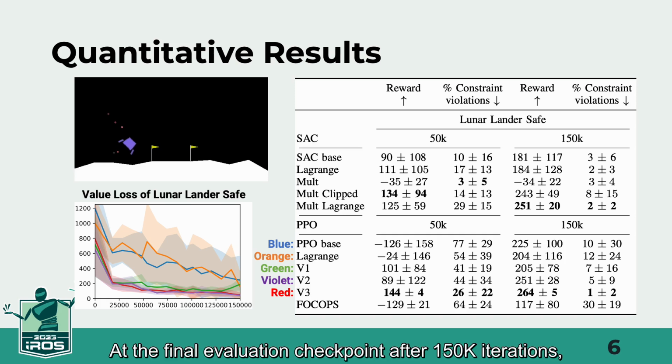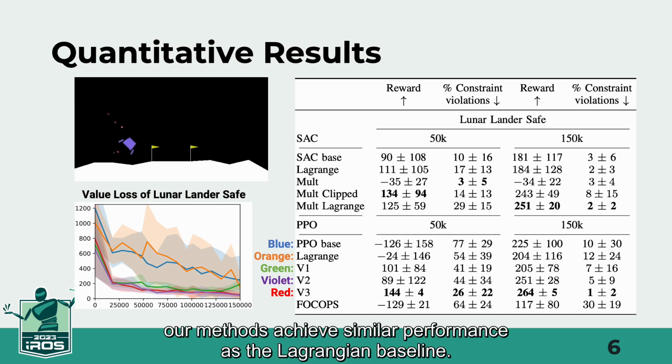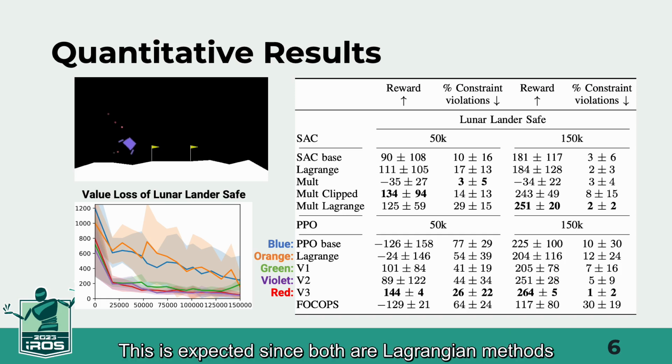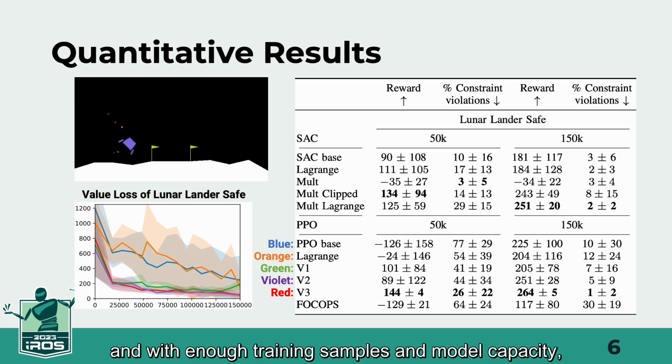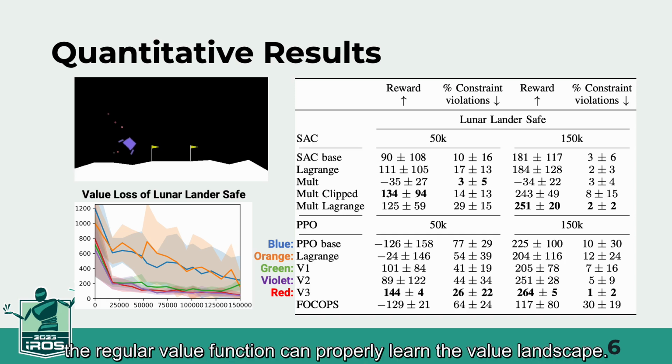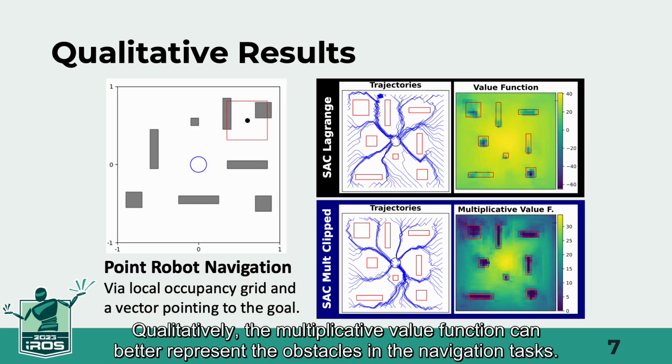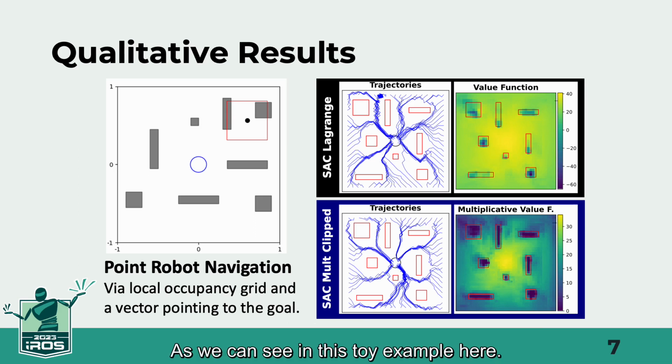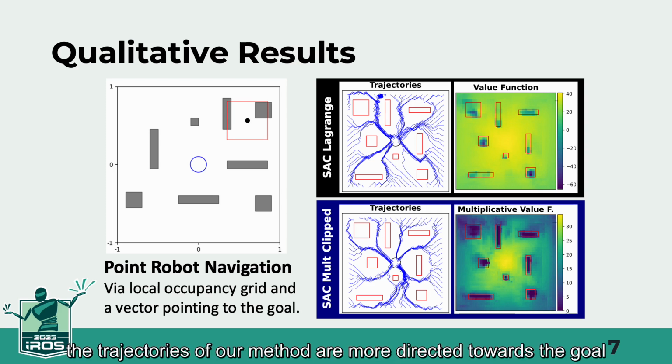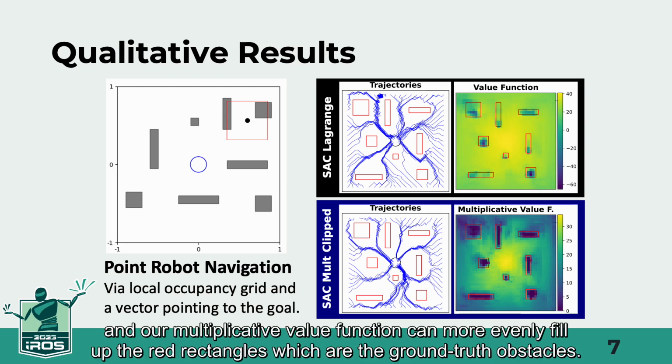At the final evaluation checkpoint after 150K iterations, our methods achieve similar performance as the Lagrangian baseline. This is expected since both are Lagrangian methods, and with enough training samples and model capacity, the regular value function can properly learn the value landscape. Qualitatively, the multiplicative value function can better represent the obstacles in the navigation tasks, as we can see in this toy example here. Compared to the Lagrangian baseline, the trajectories of our method are more directed towards the goal, and our multiplicative value function can more evenly fill up the red rectangles, which are the ground truth obstacles.